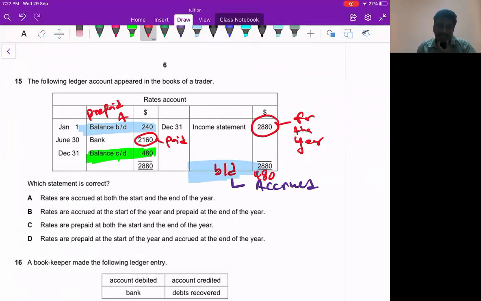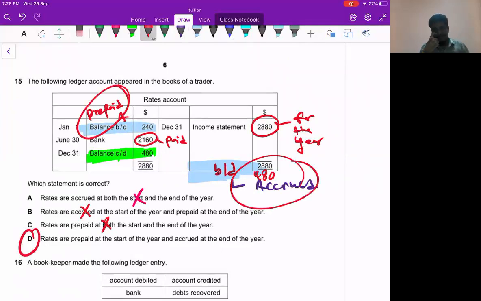So which statement is correct? A, rates are accrued at both start and end. No, wrong. Start is prepaid, not accrued. Rates are accrued at the start of the year. No, it's prepaid. Rates prepaid both years. No, not both. Rates prepaid at the start of the year and accrued at the end of the year. Yes. Prepaid and accrued. Understand now?